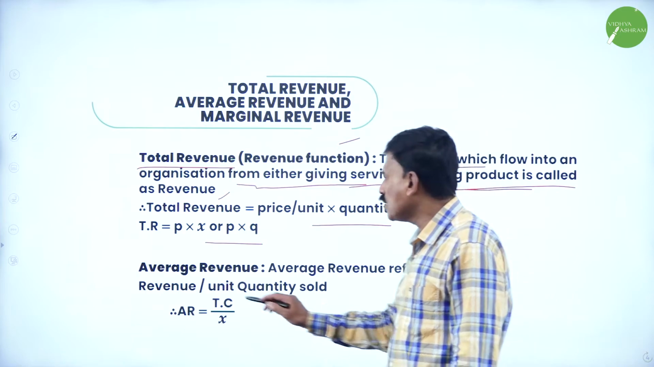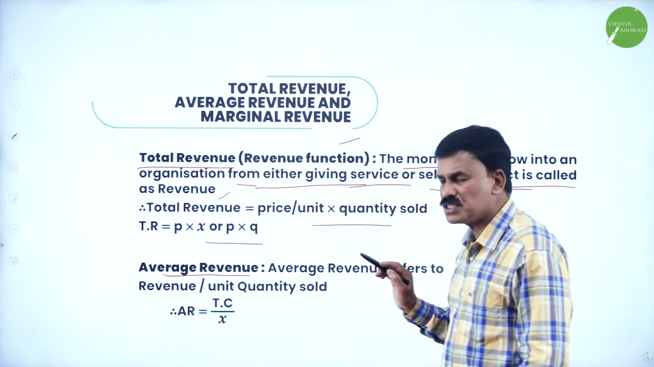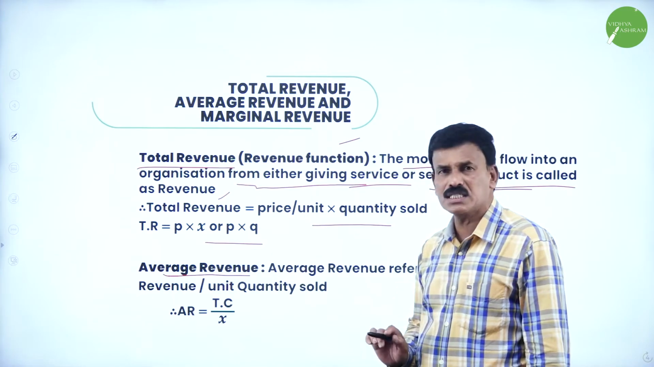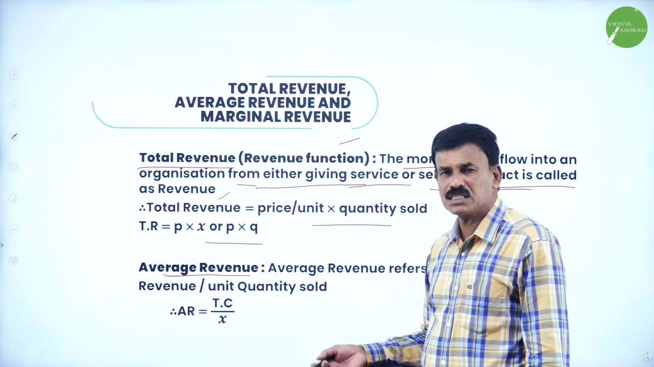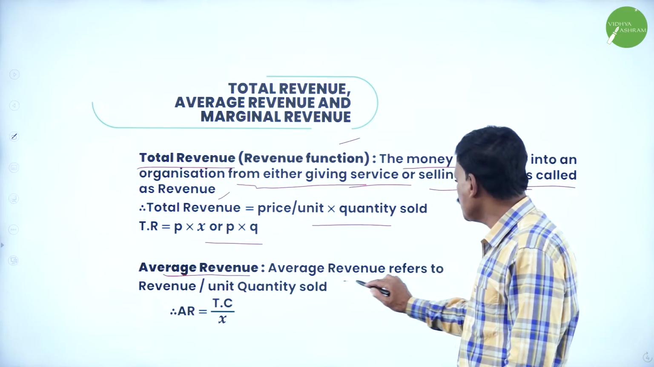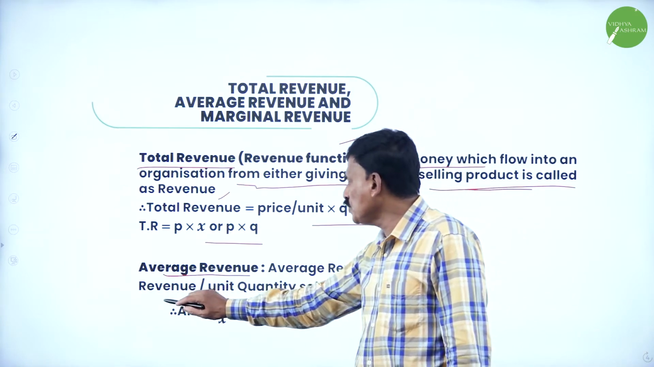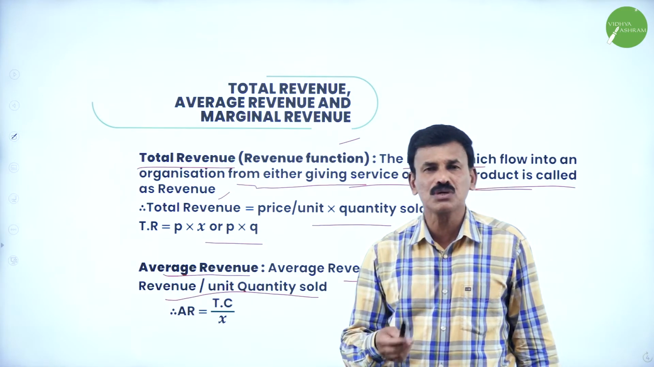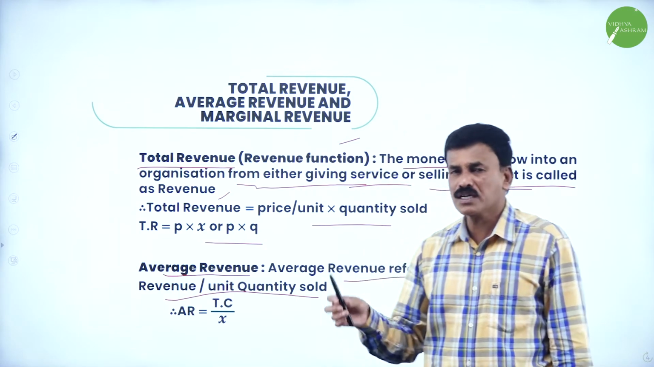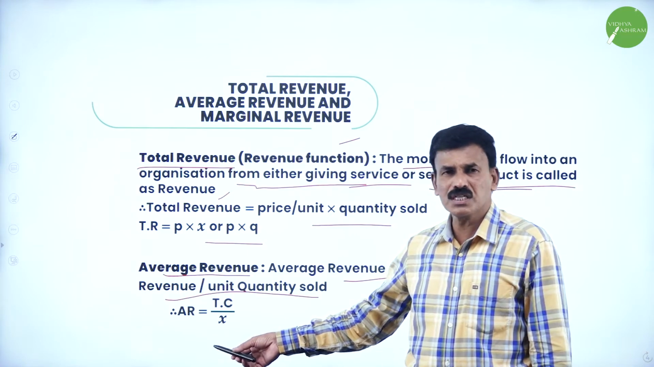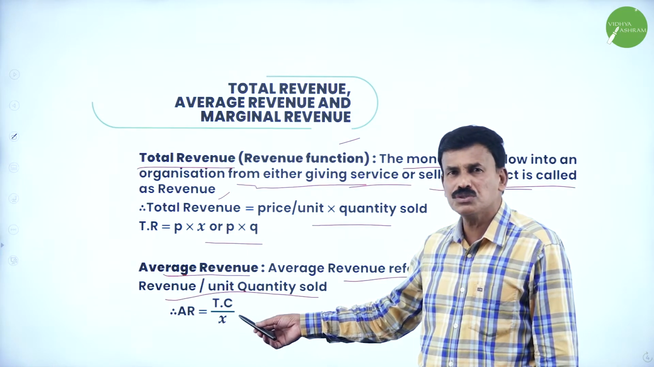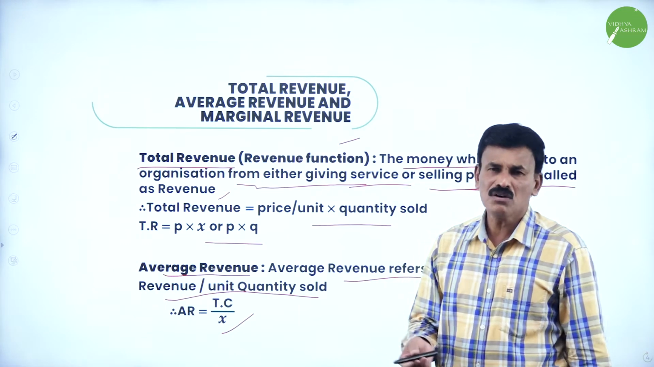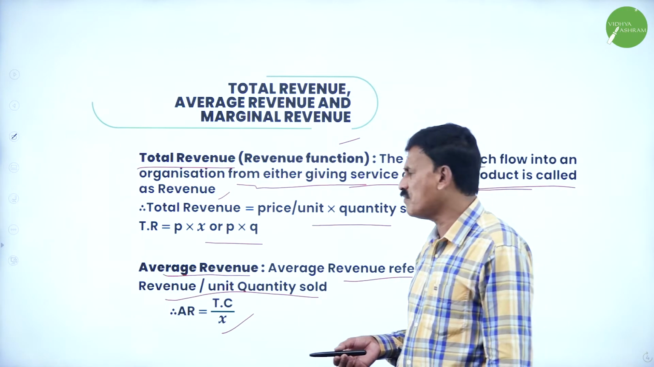Now let us come to the average revenue. What is average revenue? Average revenue is nothing but the total revenue divided by X. Average revenue refers to the revenue per unit quantity sold. And how to represent this? This is denoted as AR, or average revenue is equal to total revenue divided by X. TR divided by X will give the average revenue of the quantity or a function.